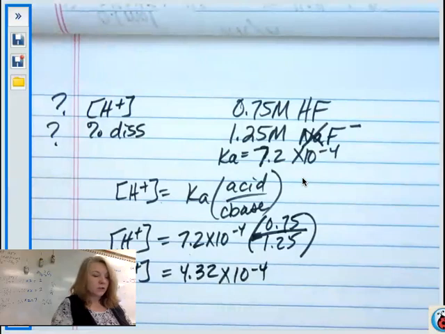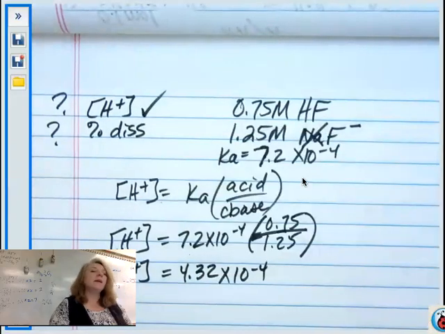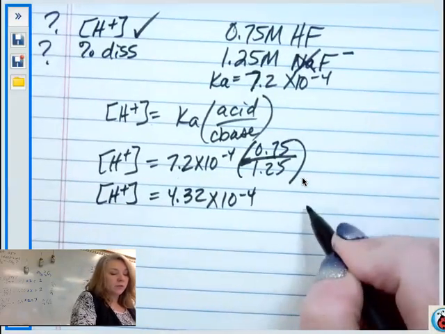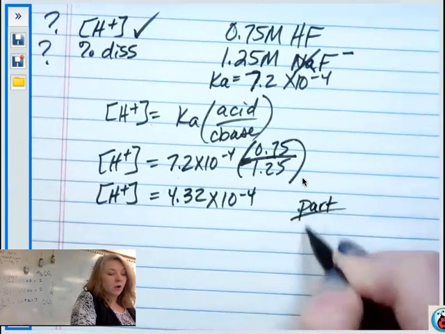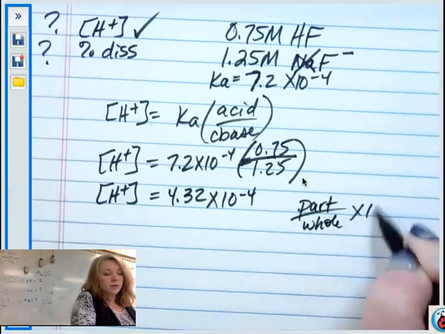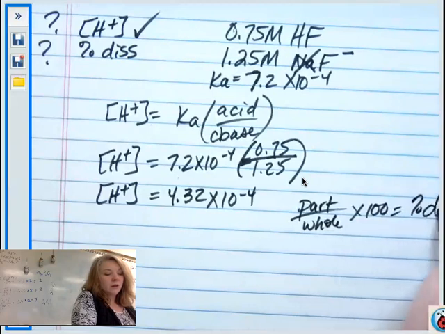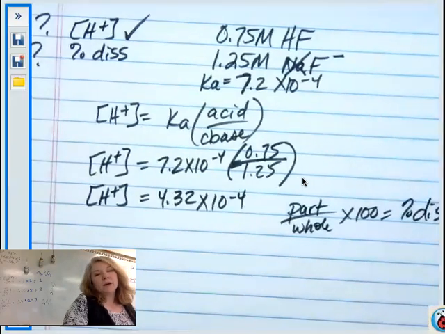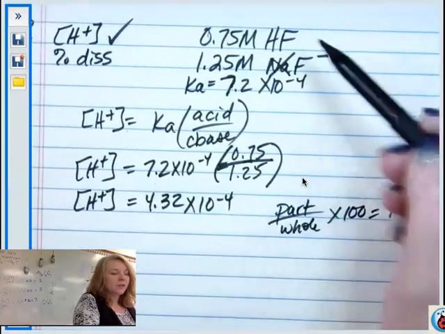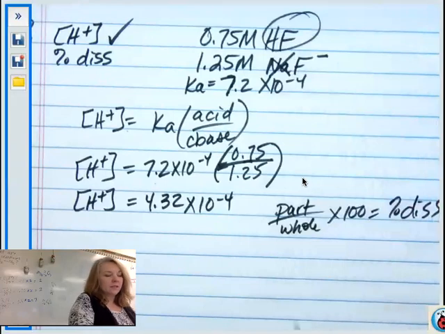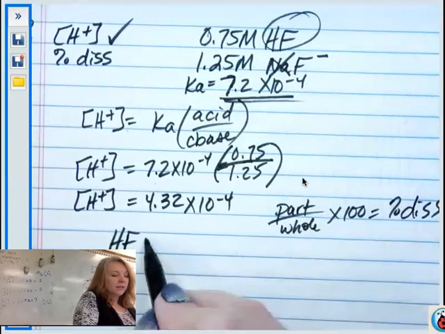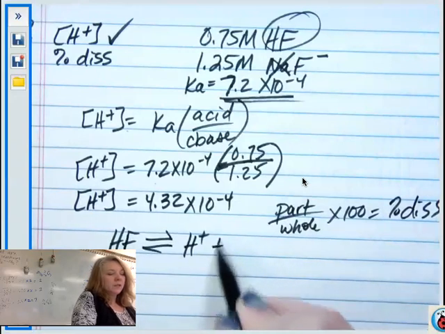So I've answered one of my questions. Check, I've got that. Now, percent dissociation, to refresh your memory, you could look it up. But basically, I've taught you how to just do it as part divided by the whole times 100 is going to give you percent dissociation. Here's the question. What's your part and what's your whole? Well, we have to think about what acid we are talking about. We're talking about HF, okay? And they give us the Ka value for that. So that's what's going on here. We're looking at this dissociating in water.